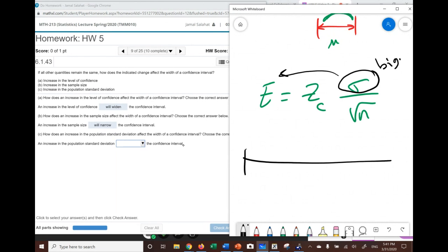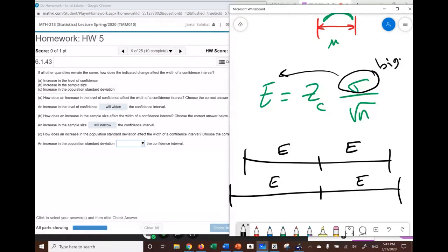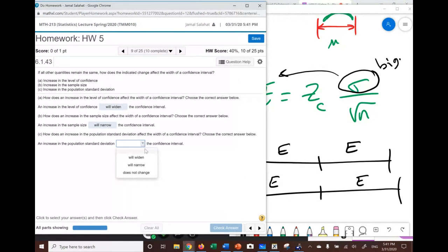In other words, what will happen in here? Here is the error. The error is going to get bigger and bigger. What will happen if the error gets bigger? The interval is going to get wider. So therefore, the interval will widen, will get bigger.